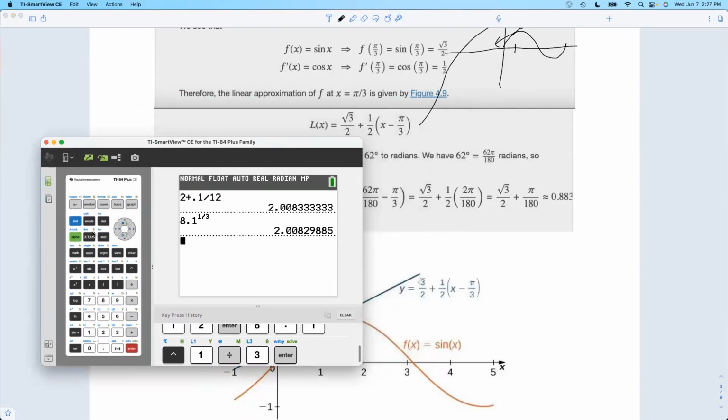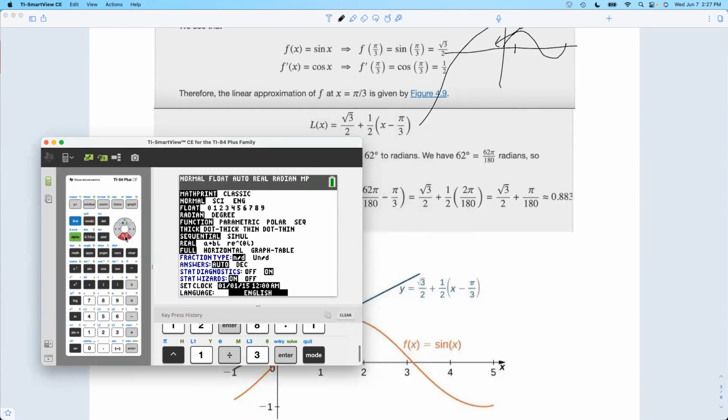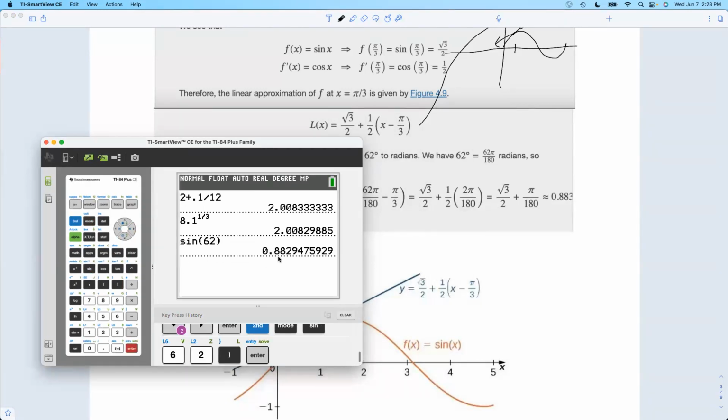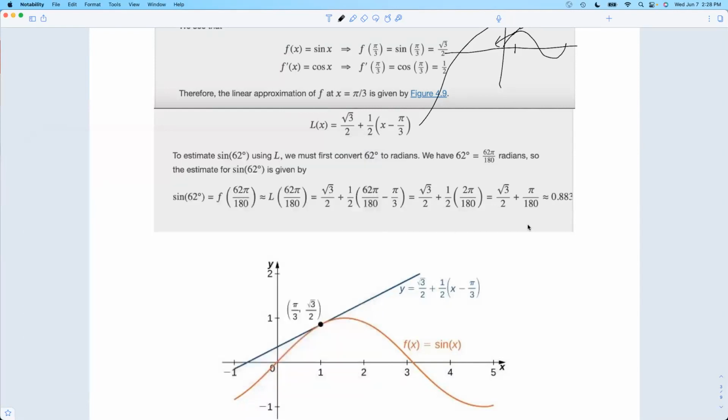Okay, so I'll put my calculator in degree mode here, so we don't have to do the converting. Sine of 62 degrees. Our linear approximation said 0.883. Come on, to 3 decimal places, that's right. That's a good approximation.